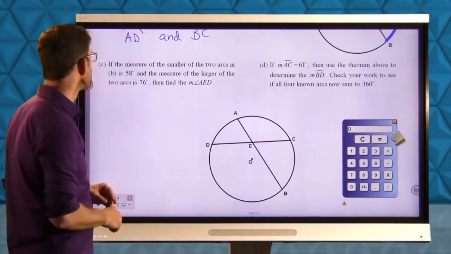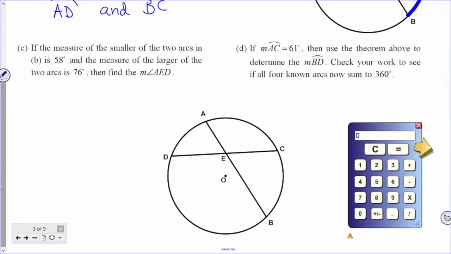But let's take a look at letter C. It says if the measure of the smaller of the two arcs in B is 58 degrees, and the measure of the larger of the two arcs is 76 degrees, find the measure of angle AED. All right. Well, let's just say that this is the smaller arc. It certainly looks like that. And this is the larger arc.